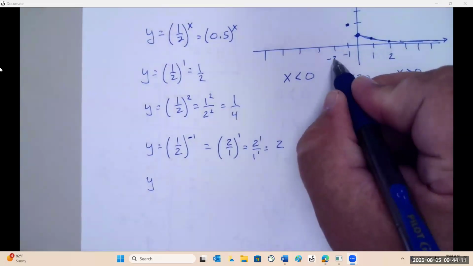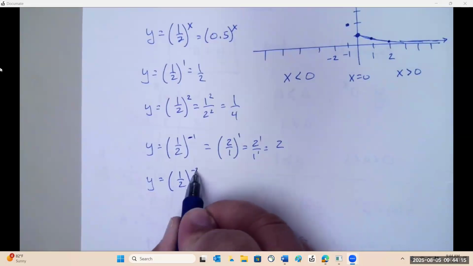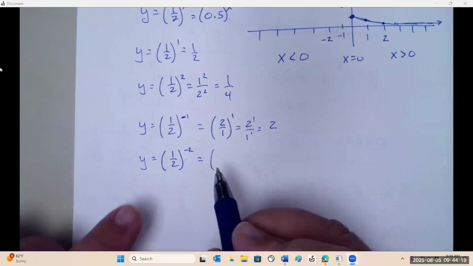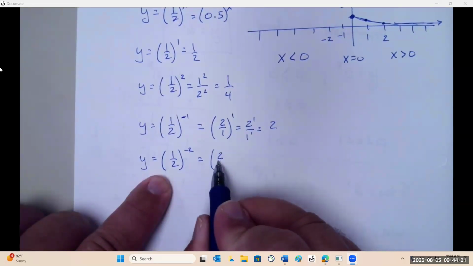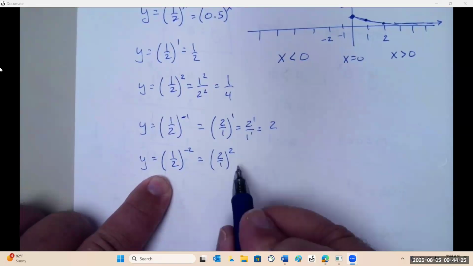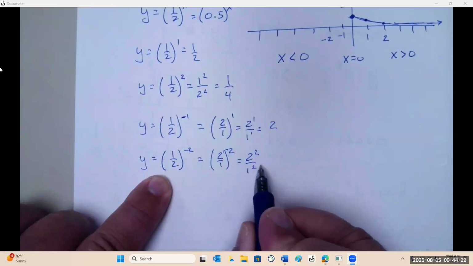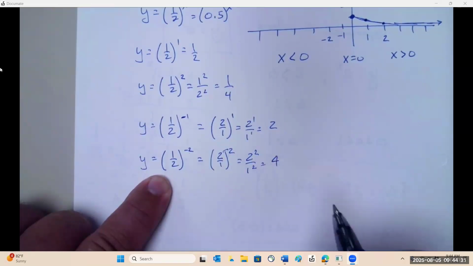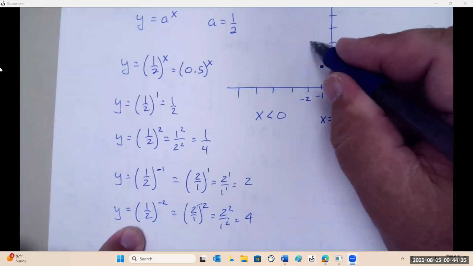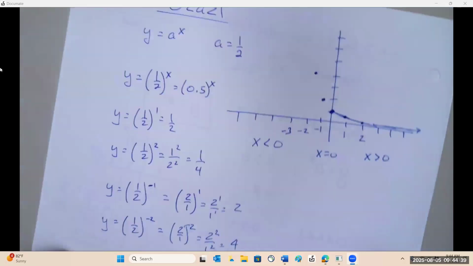What happens when it's -2? So we have 1 over 2 to the power -2. The negative exponent flips the fraction, which is 2 over 1, and it changes to positive. So we distribute, so we have 2 squared over 1 squared, which is 4. And at 3, it becomes 8, and so on and so forth.